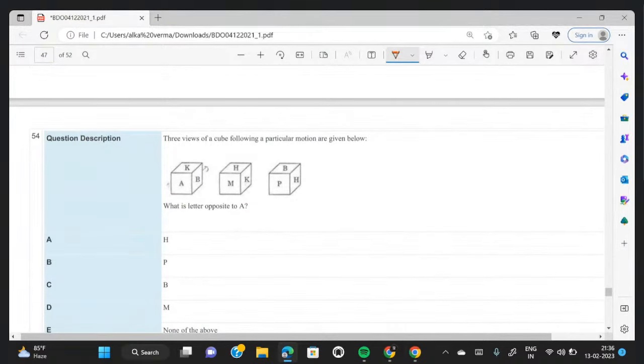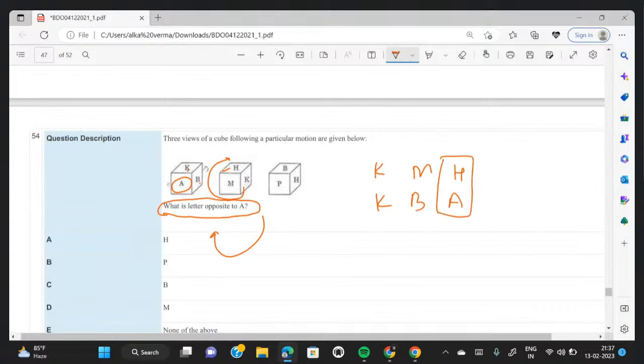54. 3 cubes. What is the opposite of A? Here is A. What will be the opposite letter of A? Now, see, KBA, we have to find a particular cube which has any one of K and B common. Let us take this one. So we will write K here because K is common in both. We have to go clockwise. So K like this, K, M, and H. Okay, and then K, B, and A. So H and A are opposite of each other. If you follow this method, M and B become opposite of each other, and H and A become opposite of each other.